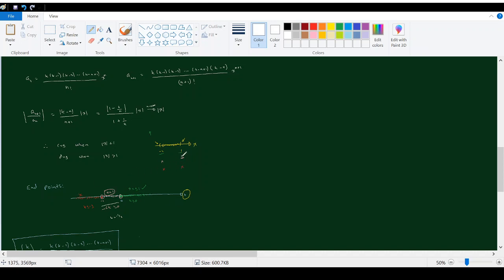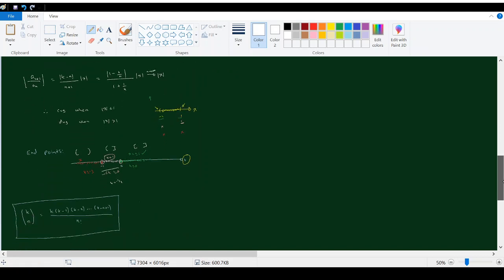So for the endpoints, if k is greater than or equal to 0, it converges for both. If k is in this region, it will converge only for this one. If k is in this region, for both endpoints the series will diverge. Therefore here the interval of convergence will be both open, here left side open and right side closed, and here both sides closed, but you will have the same radius.